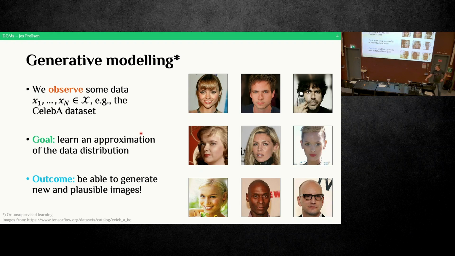So the setup in generative modeling is that we observe some data. We could call it x1 to xn. It could, for instance, be this CelebA data set. And our goal in generative modeling is to learn an approximation of this data generating distribution, so the underlying distribution that was used to generate this data set, that's of course not accessible. And an outcome is that we'll be able to generate new plausible images from this learned model.